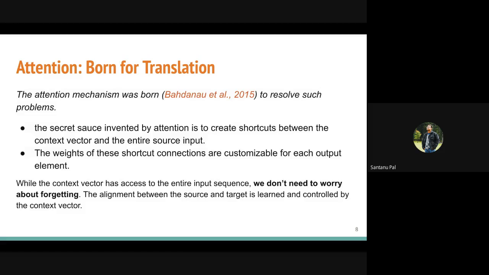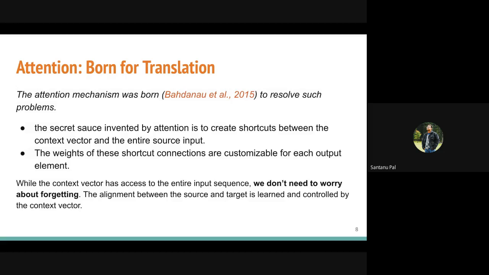So now the attention mechanism. Attention mechanism was generally born in the translation domain. In 2014 to 2015, Bahdanau proposed the attention mechanism, and it resolved some problems, this kind of problem of forgetting. The secret sauce here is the shortcut between the context vector and the entire source input.